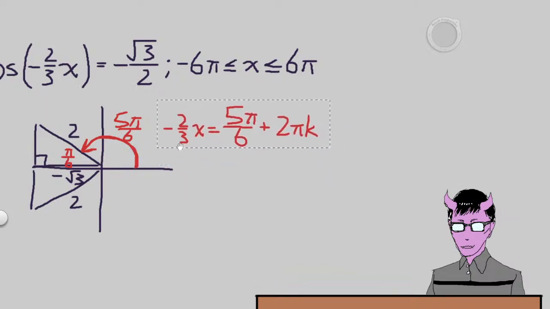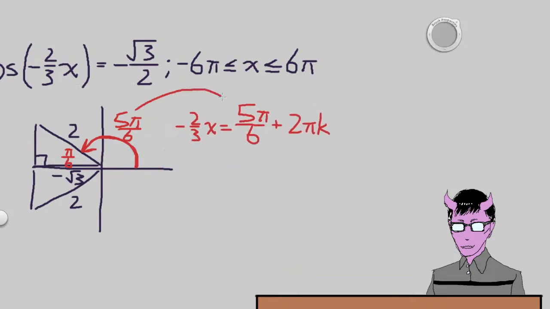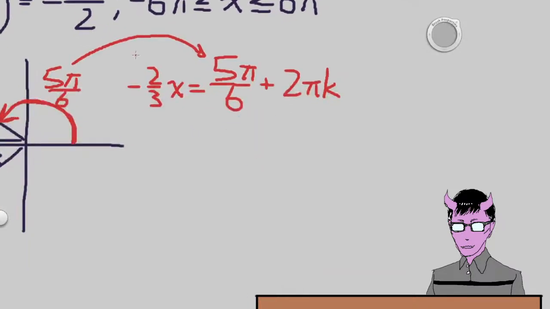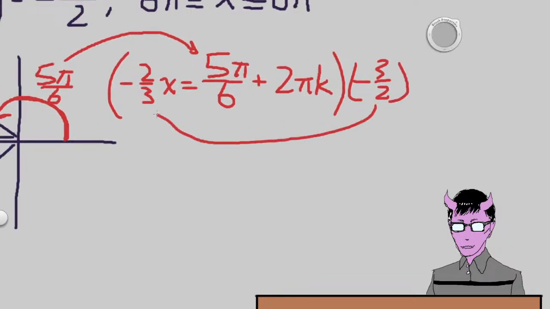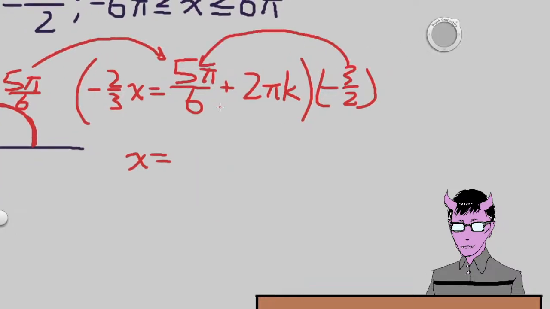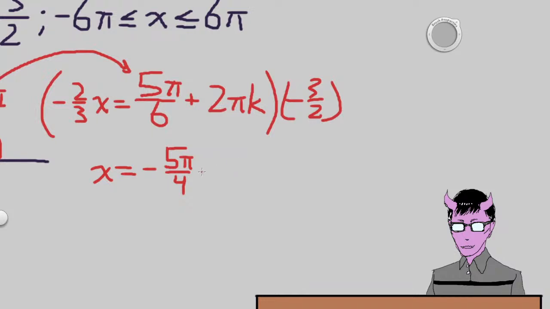I don't really need to move this. Let's put it right here. So that's the base angle, and that's our actual argument right there. Let us solve for x by multiplying both sides by negative 3 over 2. The reciprocal with the negative clears that one, and we get positive x, which is what we want. This one distributed to that term gives us negative 5 pi over 4. Yeah, that should be correct. And then distributing this one to this one gets us a negative 3 pi k.